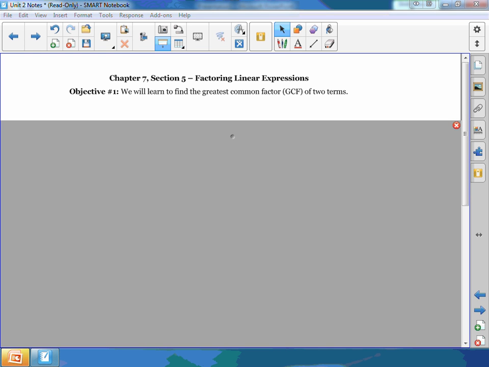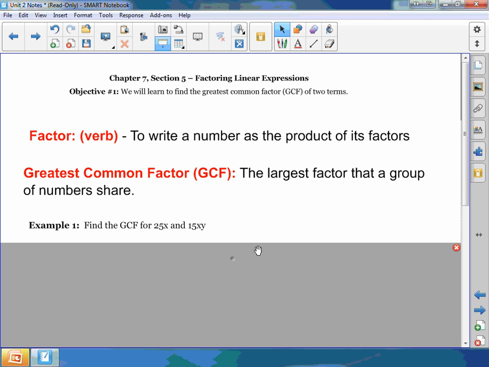Okay, so we're going to start off here with the vocab terms. First term being factor. Had to clarify, this is a verb. When we factor something, we are writing the number as a product of its factors.